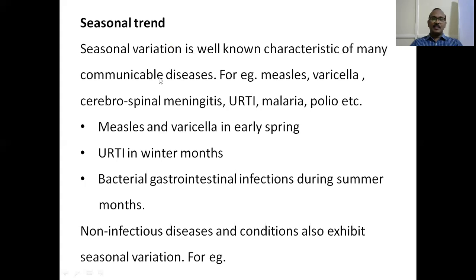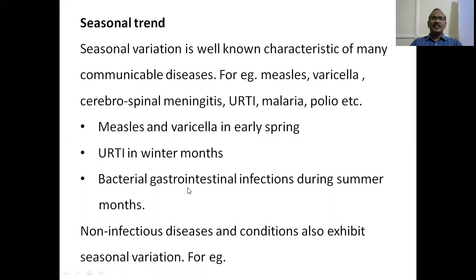Seasonal trends, as we understand, is according to season, and seasonal variation is a well-known characteristic of many communicable diseases, as we understand in case of measles and varicella, cerebrospinal meningitis, upper respiratory tract infection, malaria, polio, etc. It has been seen that measles and varicella usually occur in early spring. Likewise, upper respiratory tract infection is seen in winter months because of the coldness of the weather and because of overcrowding, and people tend to be closeted in a particular accommodation or a house.